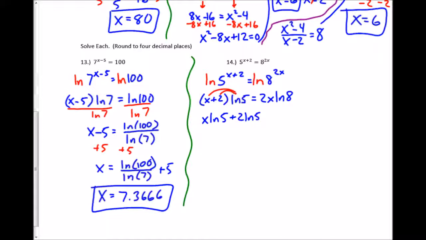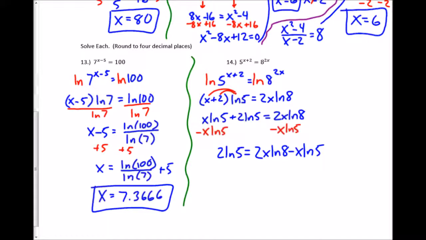And now I just have to gather my x values. I want all my x values on the same side, so I'm going to subtract the x natural log of 5 from each side. So I end up with a 2 natural log of 5 equals a 2x natural log of 8 minus x natural log of 5. And now that I have my x values gathered together, I can isolate the x by factoring it out. So I factor out the x, which leaves me with a 2 natural log of 8 minus the natural log of 5.